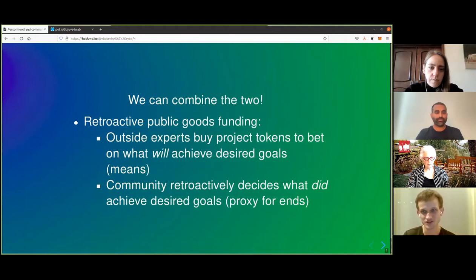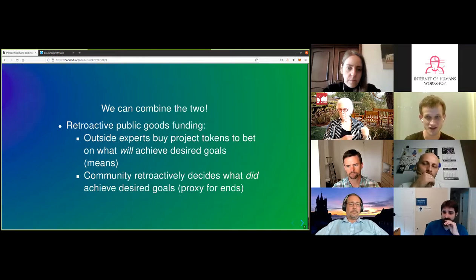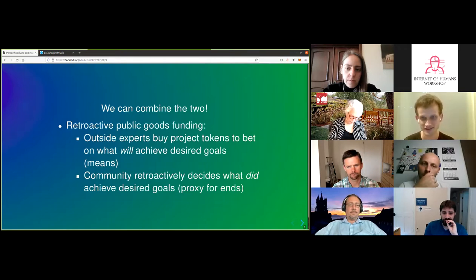So last week, I published this post with Optimism people on retroactive public goods funding. The core idea is essentially a decentralized prize fund, where prizes are given for projects that provide value to some community, and the prizes are given retroactively, after the project has already achieved some good outcome. The way projects get funding before they can finish is that projects can issue tokens. Anyone on the outside, hopefully people who know what's going on, can buy these project tokens to bet on what will achieve the desired goals.